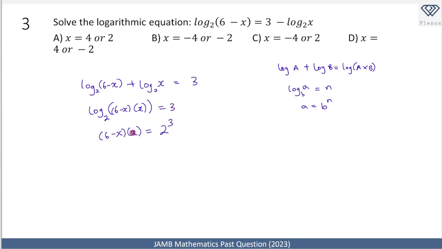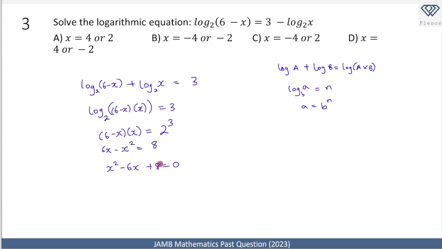Then we can expand what we have over here. So this becomes 6x minus x squared is equals to, and 2 to the power of 3 is 8. So let's bring this to the other side. So this is the same thing as saying x squared minus 6x then plus 8 is equals to 0.